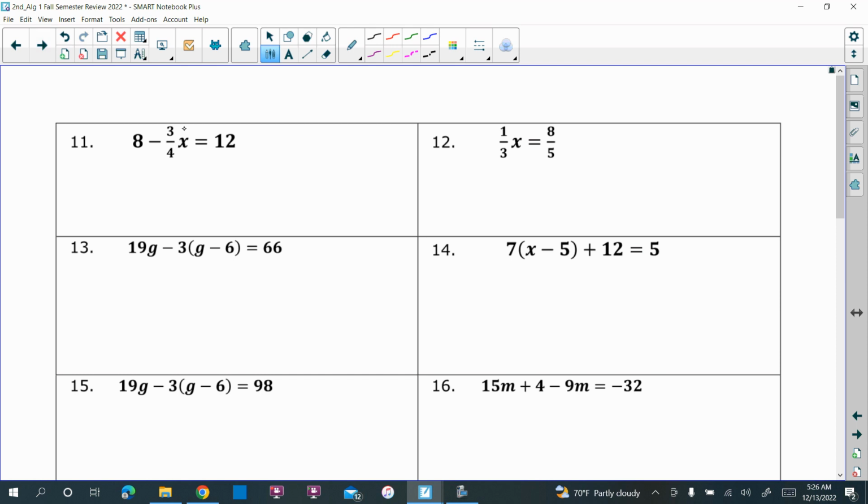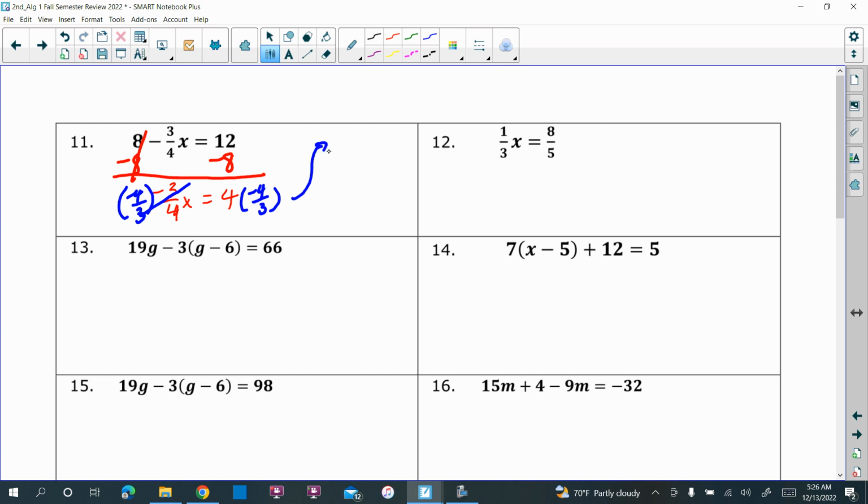The goal is always to isolate the variable term. So to get this 3/4 x isolated, you should start off by doing the opposite of 8 by subtracting 8 on both sides. That's going to cancel. Don't forget your signs, and that leaves you -3/4 x equals 4. And then this is back to what we did on the previous problem to get rid of that coefficient. You're going to multiply both sides by -4/3. And then that would cancel.